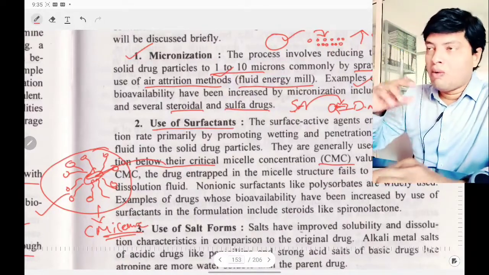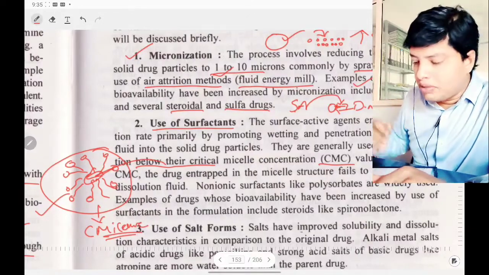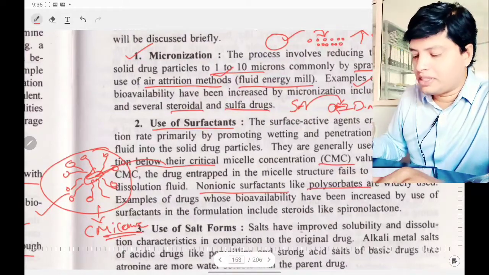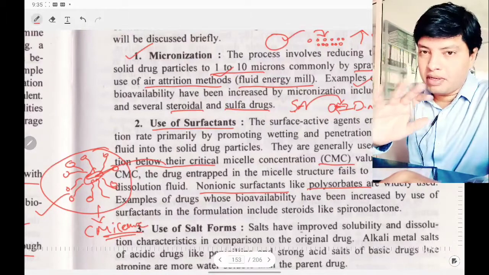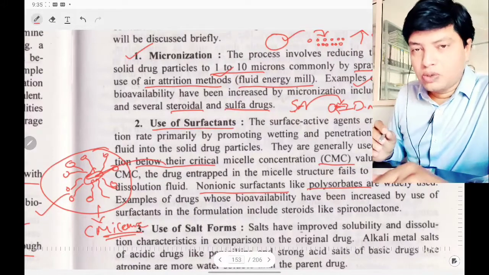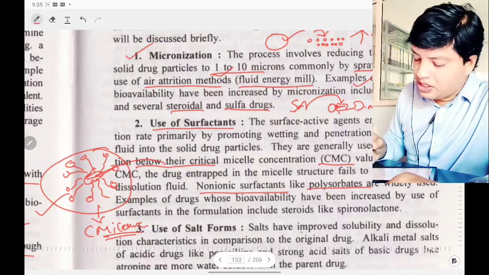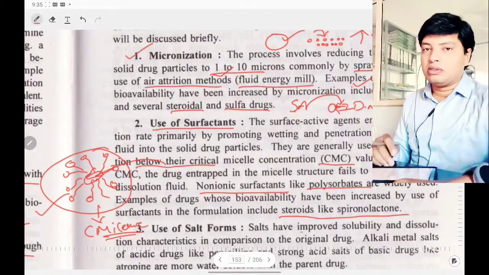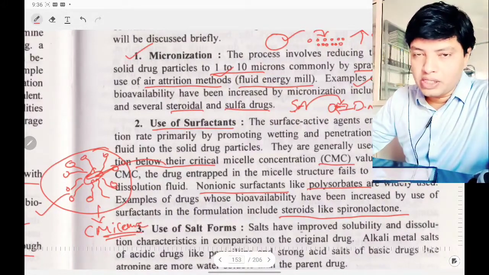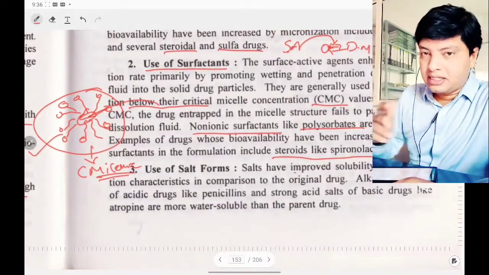Remember the GPAT question: what is the concentration at which the surfactant will increase bioavailability? That is below CMC. What surfactants do we use? Non-ionic surfactants like polysorbates. Remember, not ionic, we use non-ionic surfactants here. An example of a drug whose bioavailability is increased using surfactant is the steroid spironolactone. It has a bioavailability issue, and its bioavailability is increased by using a non-ionic surfactant.